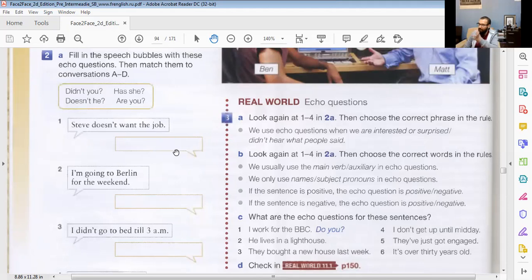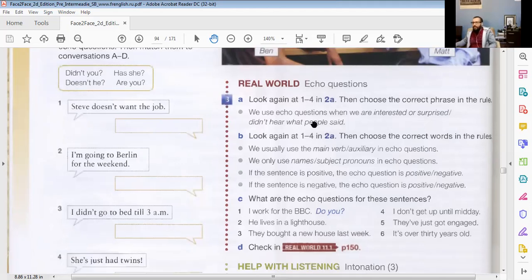But you can sometimes confuse them. Echo questions and question tags are not the same thing. Question tags are more common. So echo questions are not really important. It's just something that natives sometimes do. Anyways, let's move to number 3.